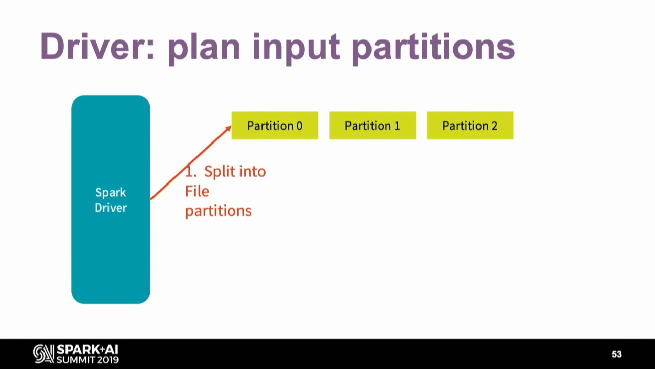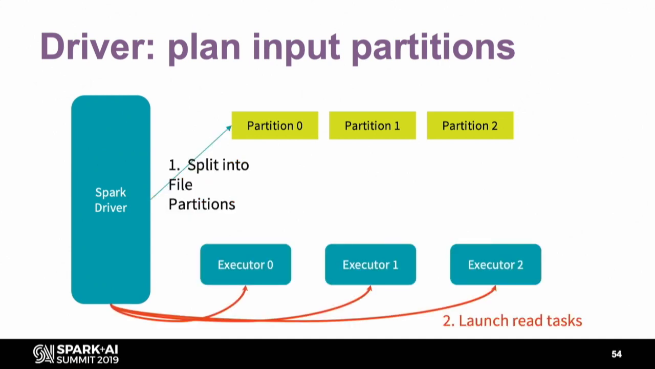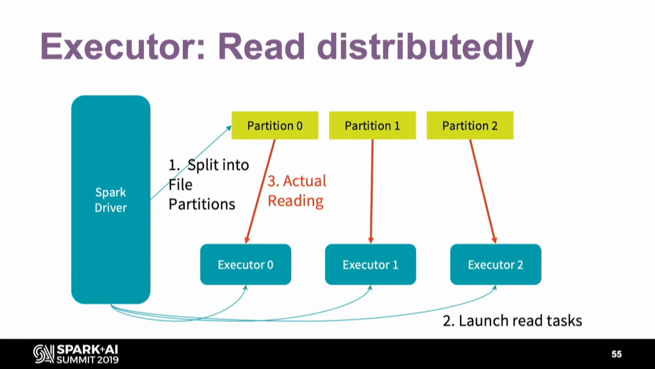First of all, the driver will create partitions of equal size. And for each partition, Spark will launch a read task and then do the actual data reading. Parquet file records will be converted to Spark row format distributedly.